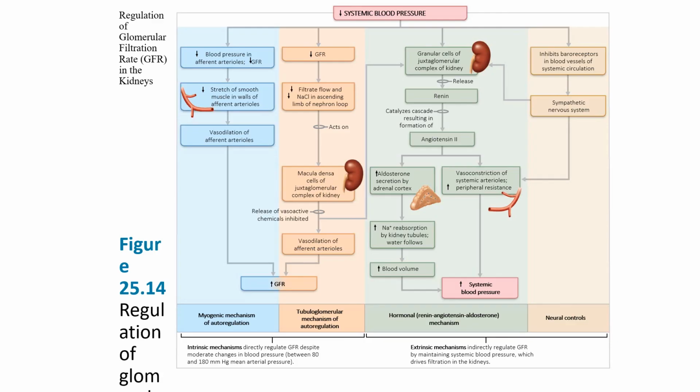So here we have figure 25.14, and this is the regulation of the glomerular filtration rate in kidneys. Please note the myogenic mechanisms, the tubular mechanisms, the hormonal mechanisms, and the neural mechanisms. And remember that the renin-angiotensin aldosterone mechanism is very important.